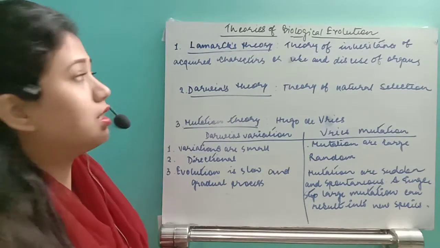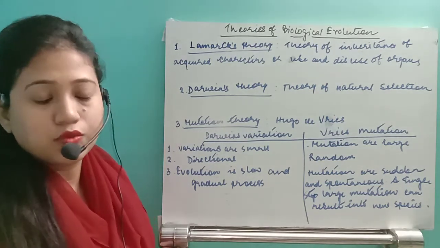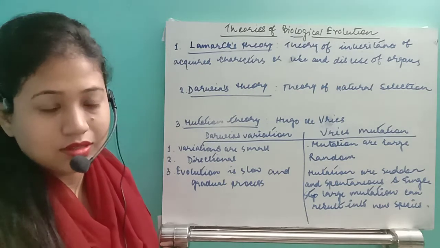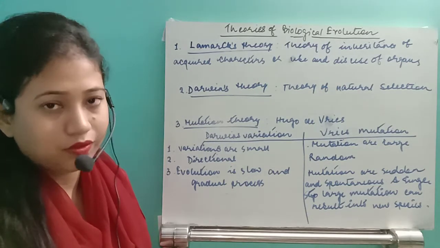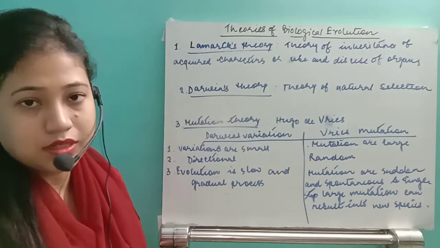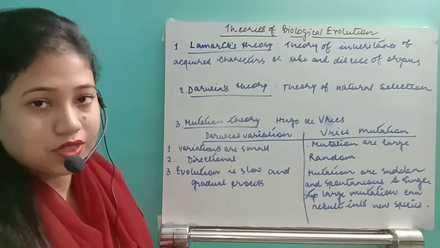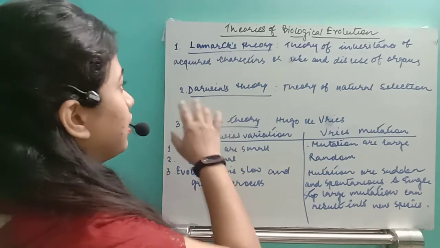Now, after that, see the theories of biological evolution. There are three different theories put forward by the scientists Lamarck, Darwin, and Hugo de Vries. They said the origin and evolution of species. So, there are three theories put forward by the different scientists. The first theory is Lamarck's theory.